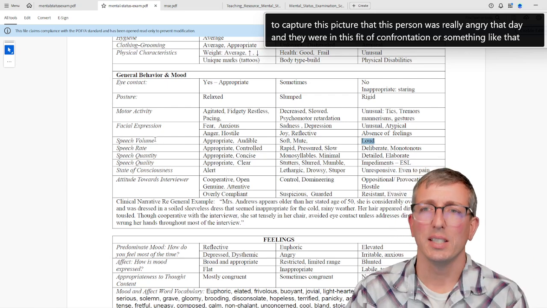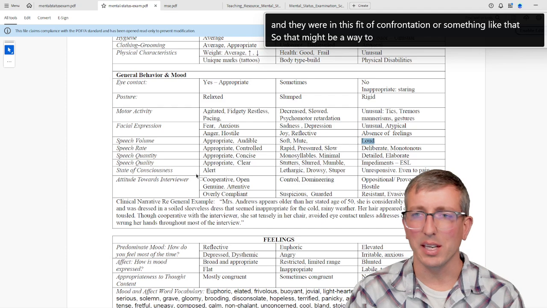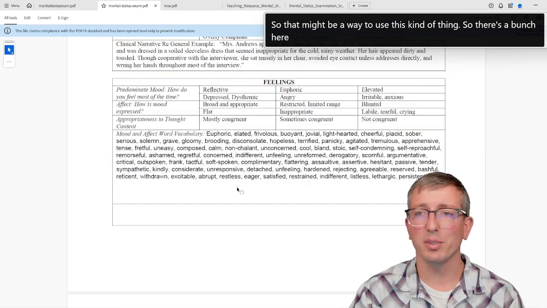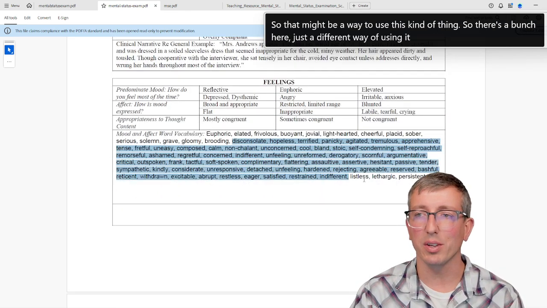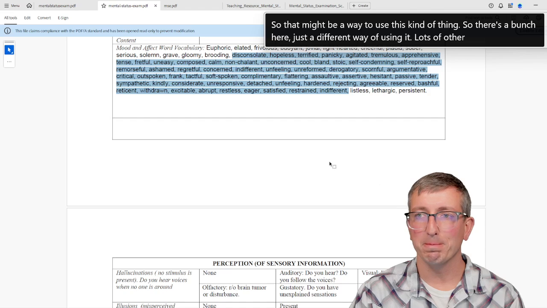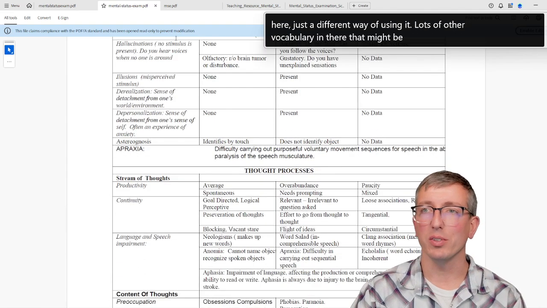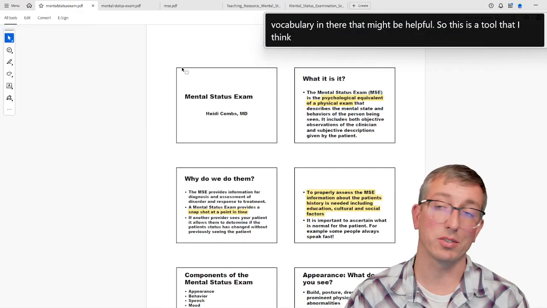So that might be a way to use this kind of thing. There's a bunch here, just a different way of using it. Lots of other vocabulary in there that might be helpful. So this is a tool that I think is good to show you.